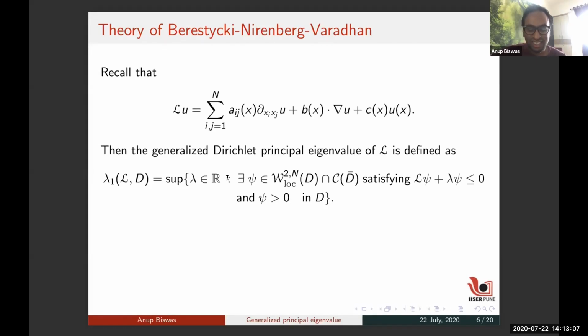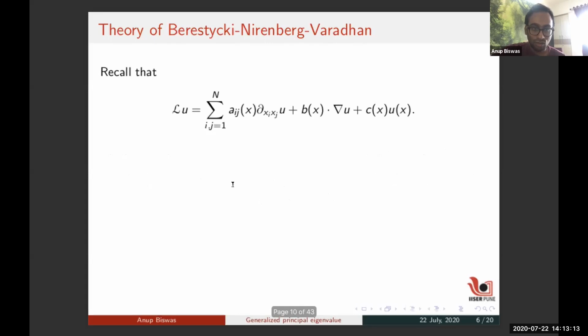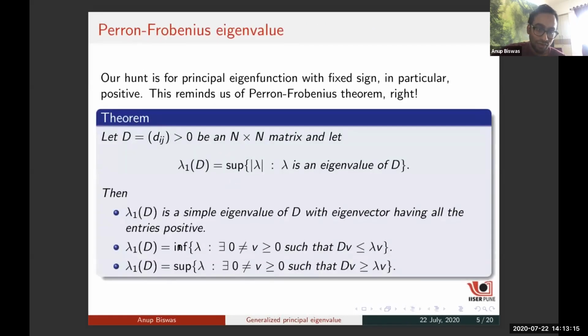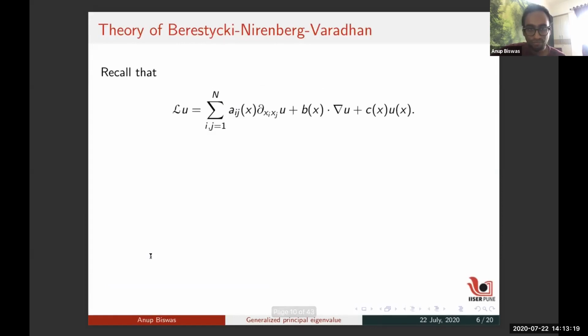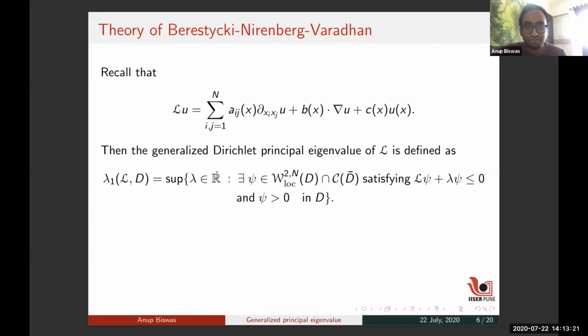This should remind you somewhat of a Perron-Frobenius type of definition. But I also had another one. If you go back, I had infimum and supremum and they coincide, right? So this is how they defined what they call the generalized Dirichlet principal eigenvalue. That is where the name came from.